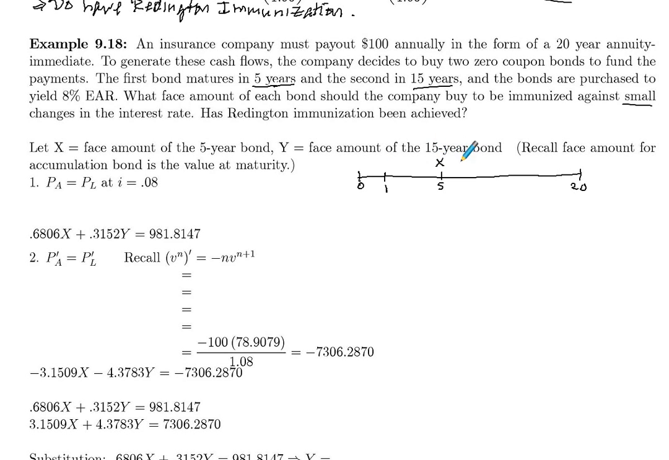And then we're going to have another asset mature at 15 years. So that'll be about up here. And that's going to be the face amount Y. Those are going to be our cash inflows.